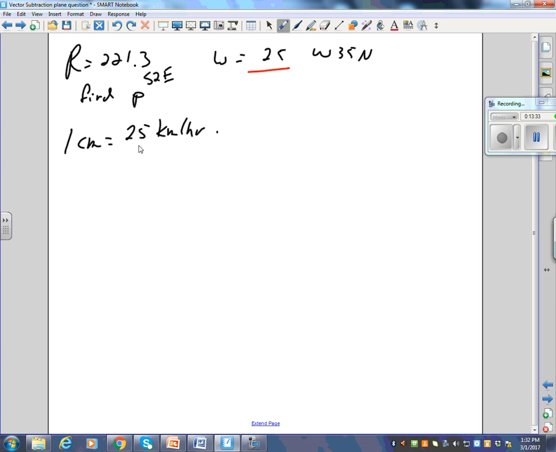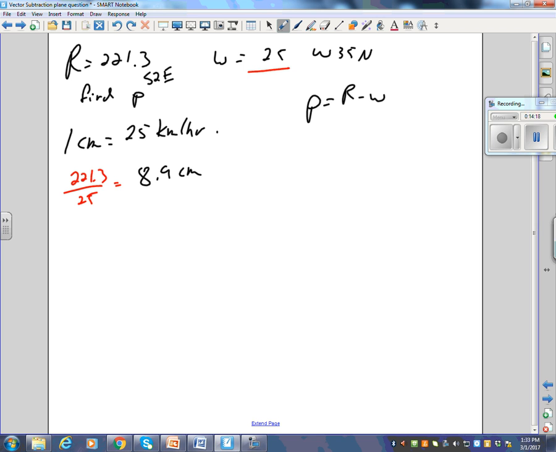Okay, so now what am I going to do? Remember, I'm going P is equal to R minus W. So I got to draw my resultant vector. Okay, now, how do I know how long to draw it? Now, most of the time you can do this in your head, but in this case, it's not going to work, is it? You're going to have to actually go 221.3 divided by 25 to figure out just how long this vector is going to be. 221.3 divided by 25 is 8.852. Should we say, let's make that 8.9 centimeters.